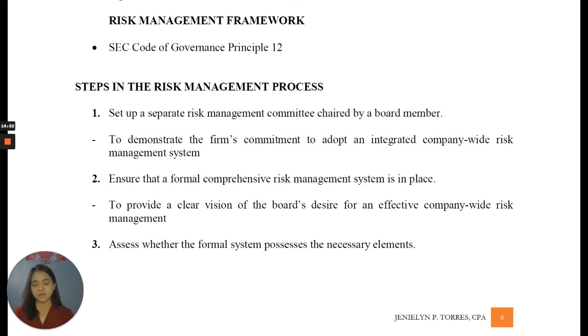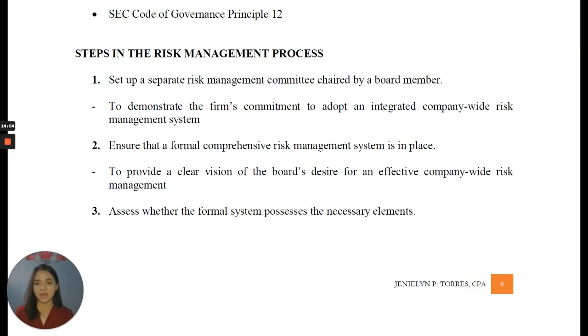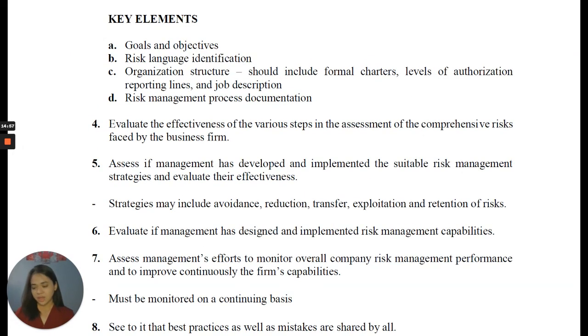Third, assess whether the formal system possesses the necessary elements. The key elements are goals and objectives, risk language identification, organization structure, which should include formal charters, levels of authorization, reporting lines, and job description, and risk management process documentation. Then the fourth step is evaluate the effectiveness of the various steps in the assessment of the comprehensive risk faced by the business firm.